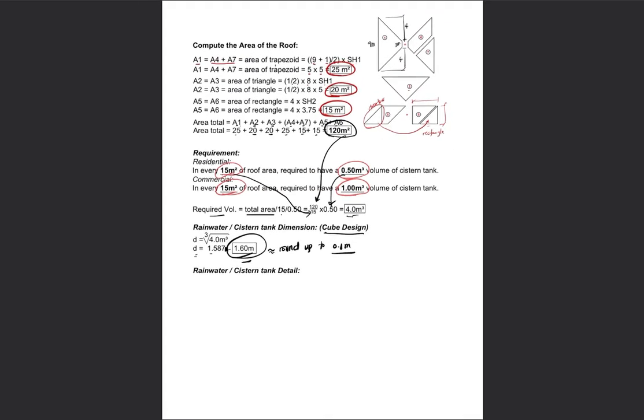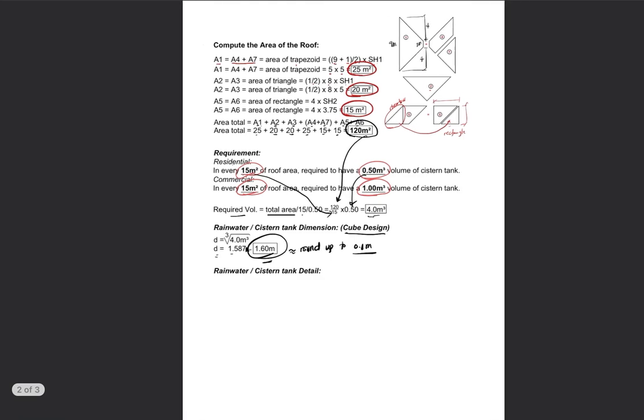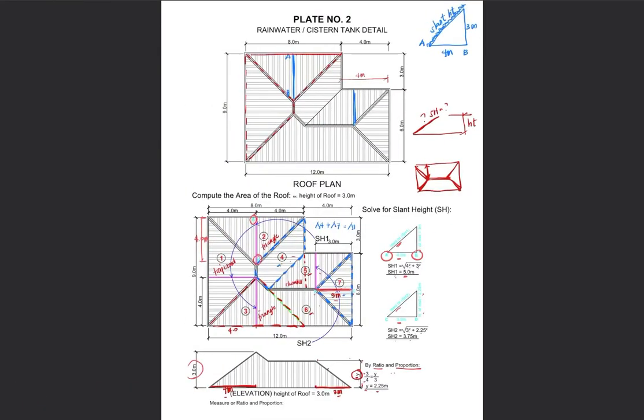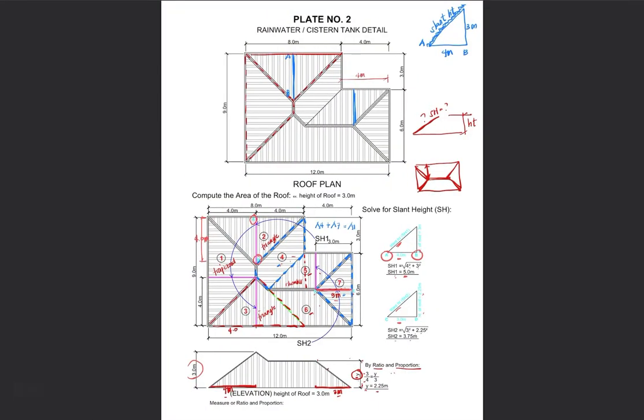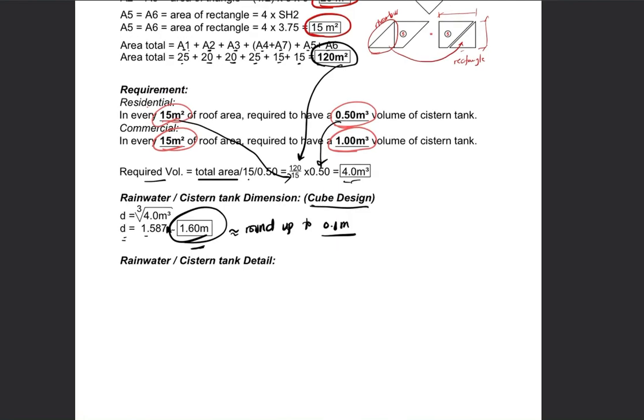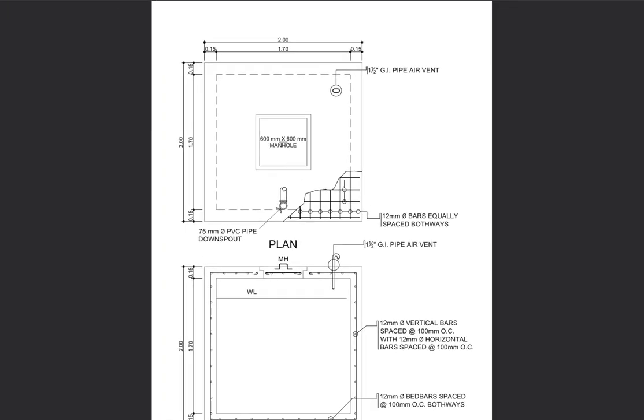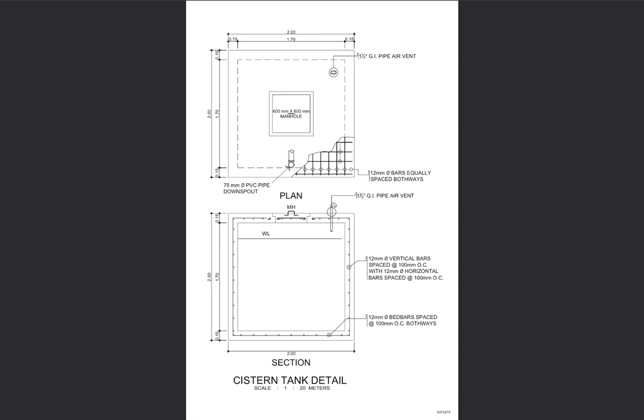After you have the calculation, you draw the rainwater tank or cistern tank detail. By the way, for your computation, you have to photocopy or just have a picture of your roof plan, or maybe scan it, then write your computation at the side of your roof plan or at the back of the photocopied roof plan. For the cistern tank detail, I already uploaded it in Moodle, so it looks like this.